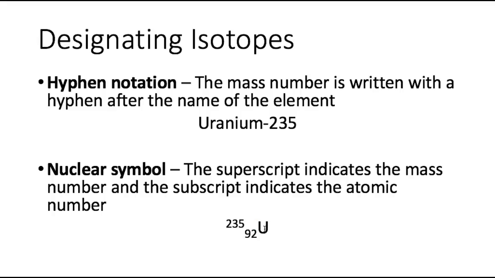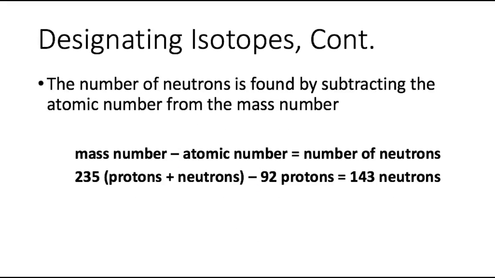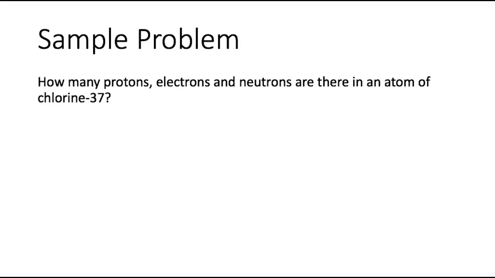So for uranium, we have 92 protons and 92 electrons because that is the atomic number for uranium. But the number 235 tells us that the mass is a little different. So if we wanted to calculate the number of neutrons, we would take the mass of the isotope, which is 235. We subtract the number of protons, or 92, and we get a total of 143 neutrons. Let's try a sample problem.